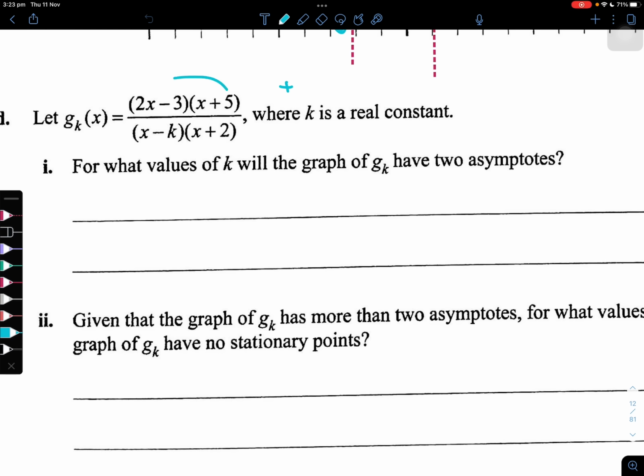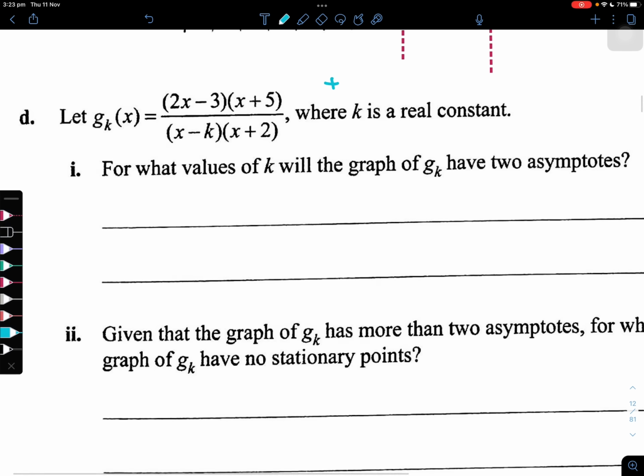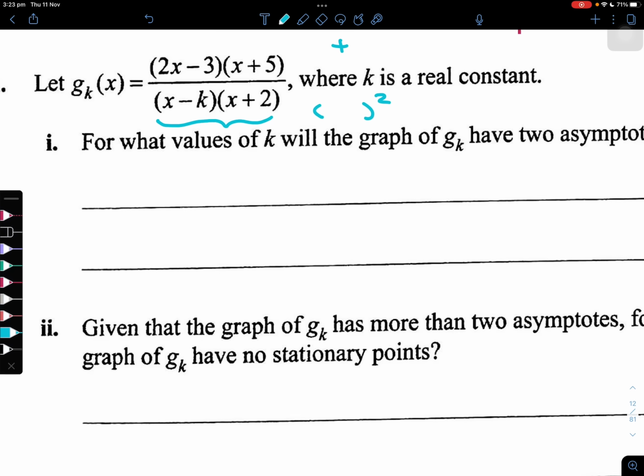So that means we need to do something here that's going to only let us have one asymptote. So if we look at this bottom, if we had a repeated factor, like if it was just 1 bracket squared, that would leave us with only one asymptote, right? For that fraction there. And then you'd have the +2 at the end as well. So to make these two brackets the same, k would need to be equal to what? K would need to be equal to -2.